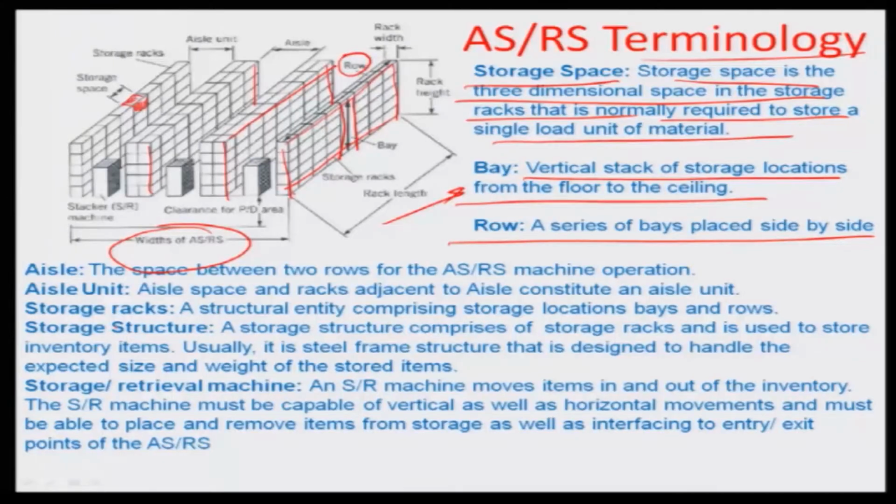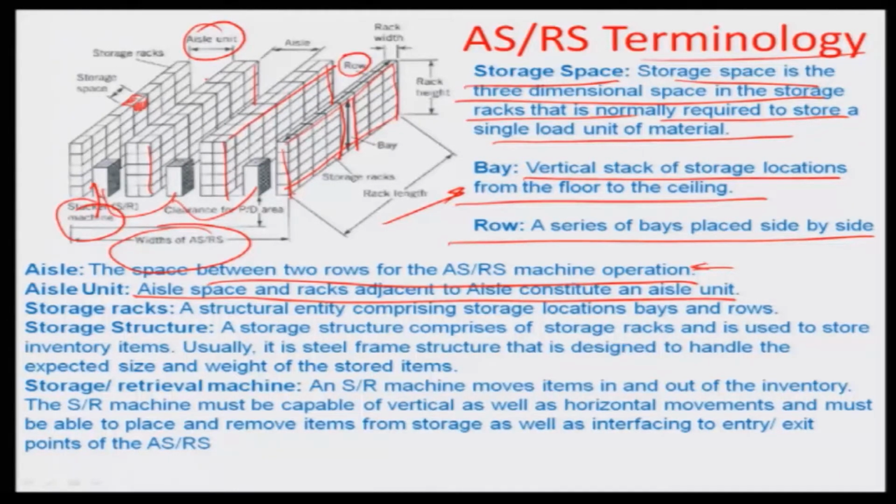We have an aisle unit, which is the space between the two rows for the ASRS machine operation. So, typically this is the stacker machine that is in picture as you saw earlier, and there is a stacker machine at each of these locations, or sometimes even a single stacker which can go and access some of these rows and columns where a particular unit needs to be carried from, which is otherwise stored in that particular space. So, you have an aisle unit, which is the aisle space and racks adjacent to the aisle, through which the stacker machine can move.